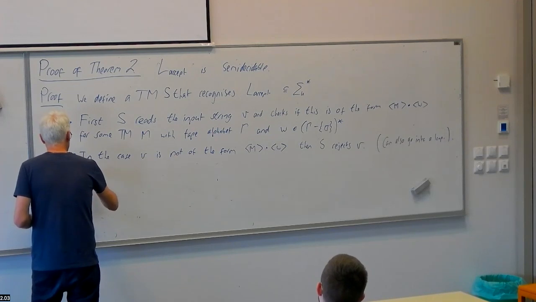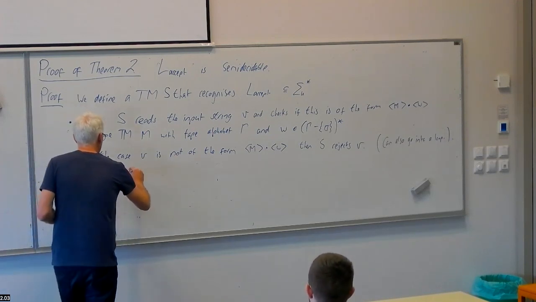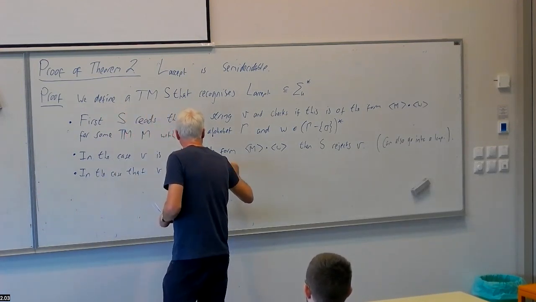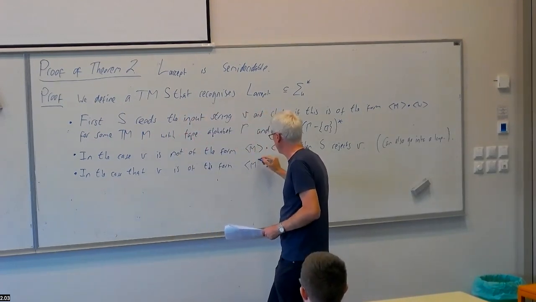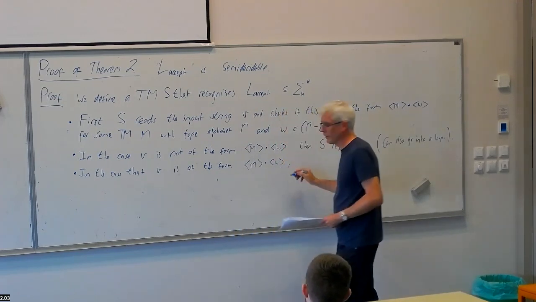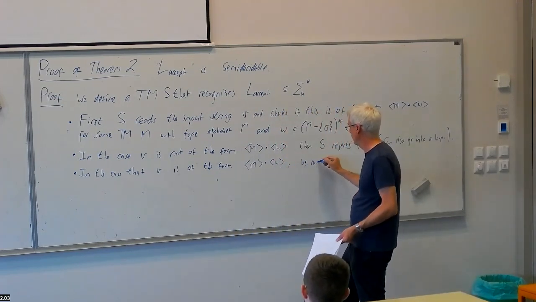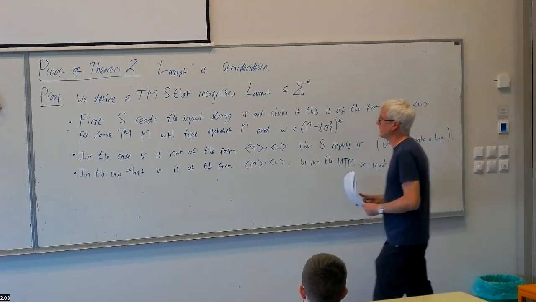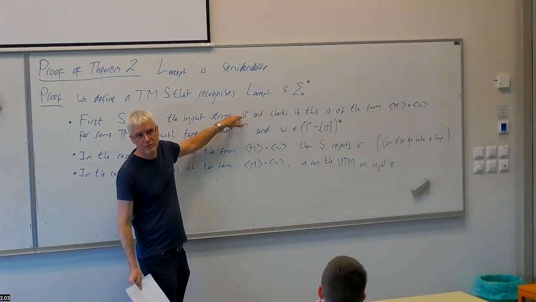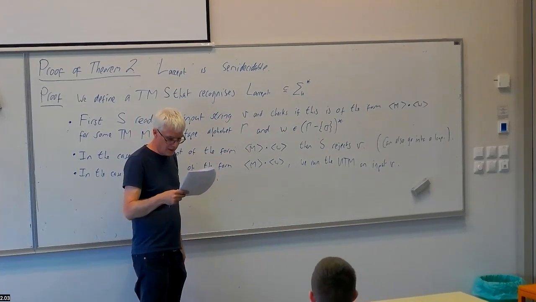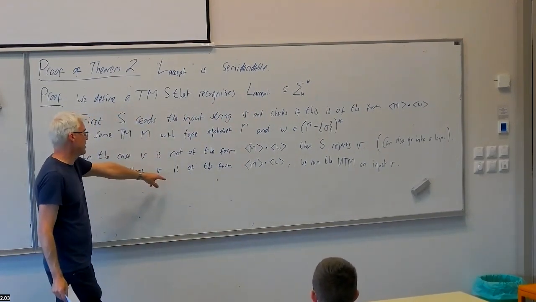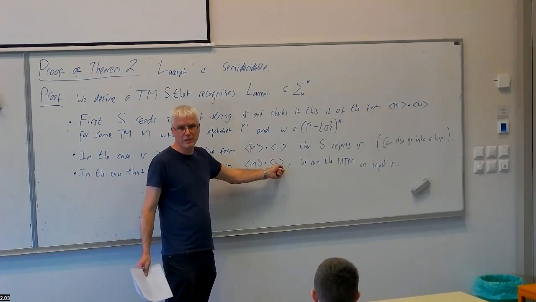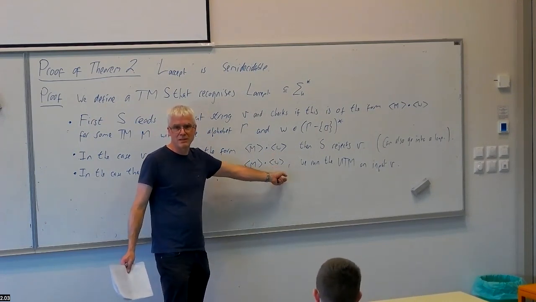So in the case that V is of the form N followed by W, we simply run the universal Turing machine on input V. So we simply reset the head of the machine to the left end of V and then carry on as the universal Turing machine. And clearly, by the definition of the universal Turing machine, as I already said, it simulates the execution of N on W and accepts if and only if N accepts W.